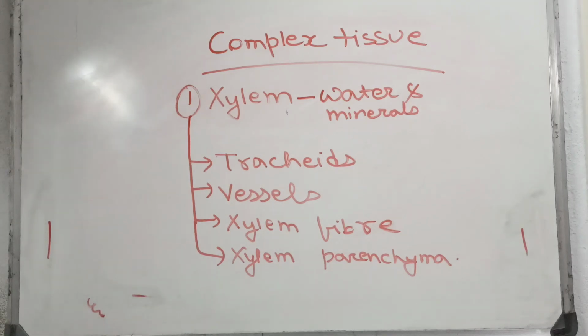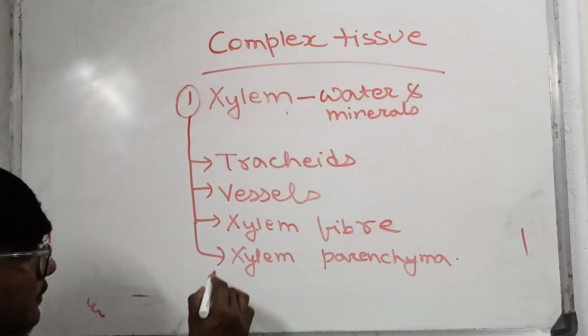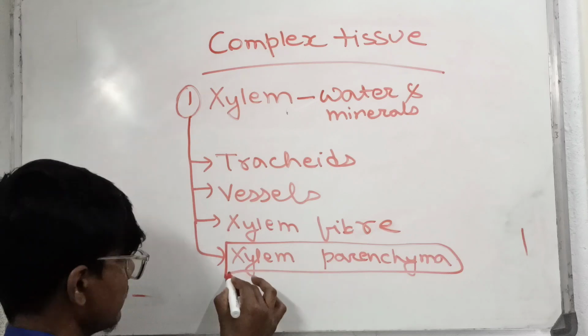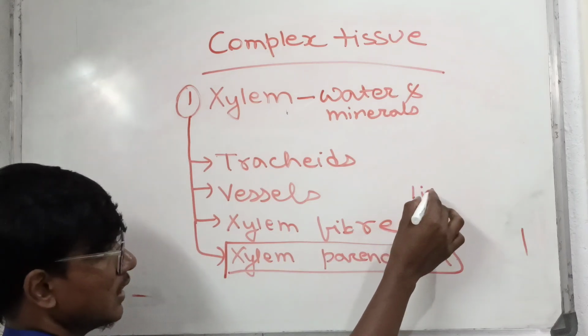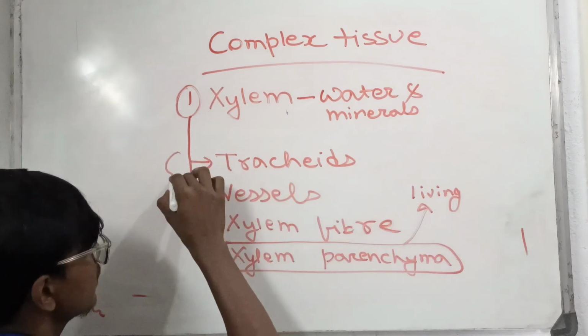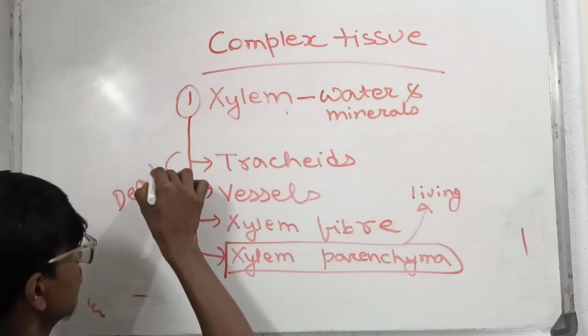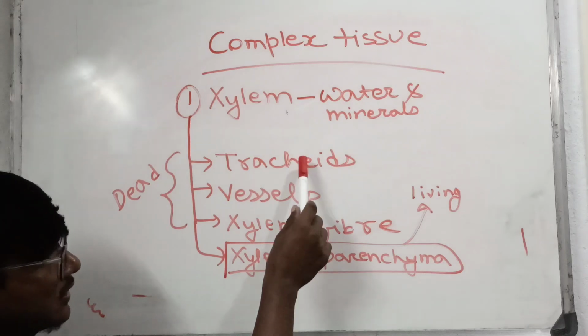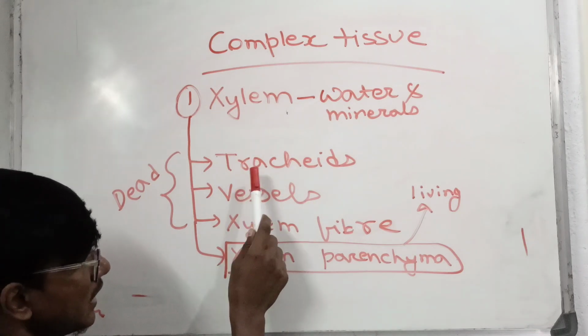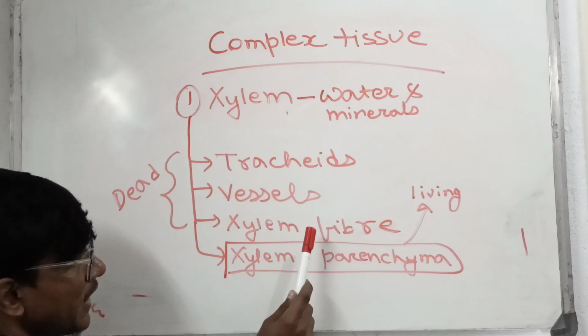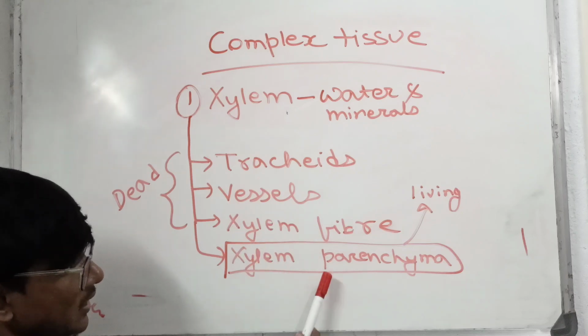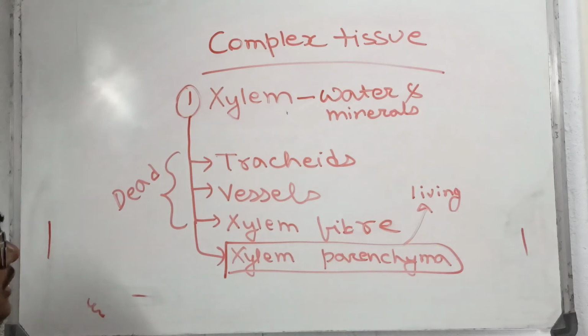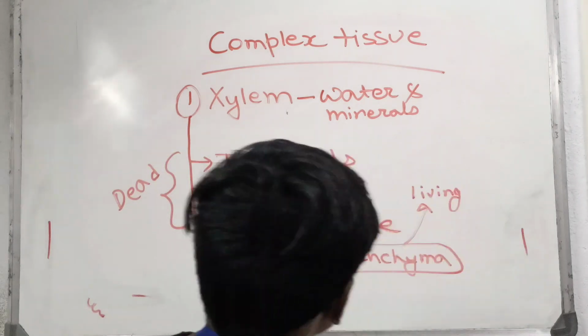So these are the four types you can see. Of all four, all are dead except xylem parenchyma. Xylem parenchyma is living in nature, and all the other three are dead. You have to remember this about xylem. Three types are dead: tracheids, vessels, and xylem fiber. And the last one, xylem parenchyma, is living in nature. Next is the phloem.